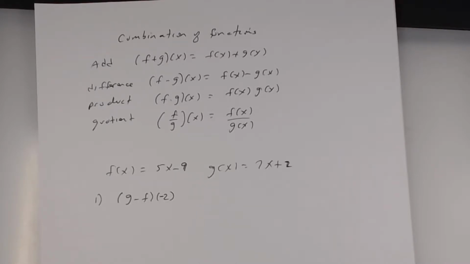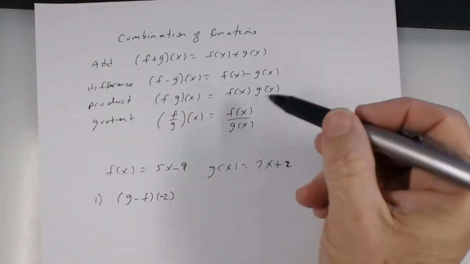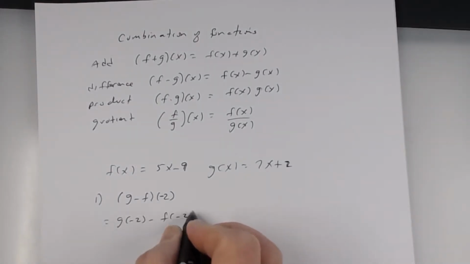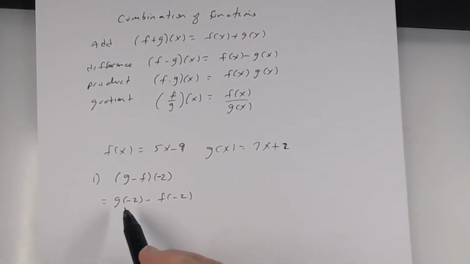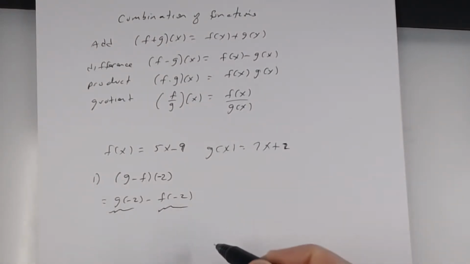Evaluate G minus F at negative 2. Well, first of all, you need to rewrite it. How would you rewrite this? G of negative 2 minus F of negative 2. All right, that's what you have to do first. Basically you're using these definitions right here. So that would be G of negative 2 minus F of negative 2. All right, and then you do each part. So you find G of negative 2, then you find F of negative 2.